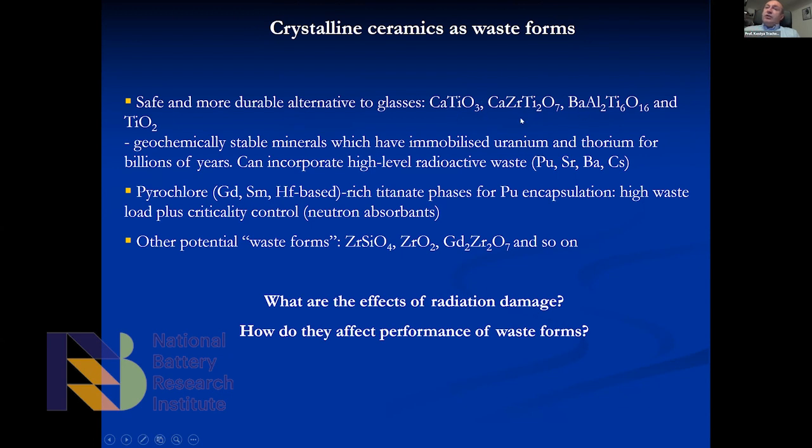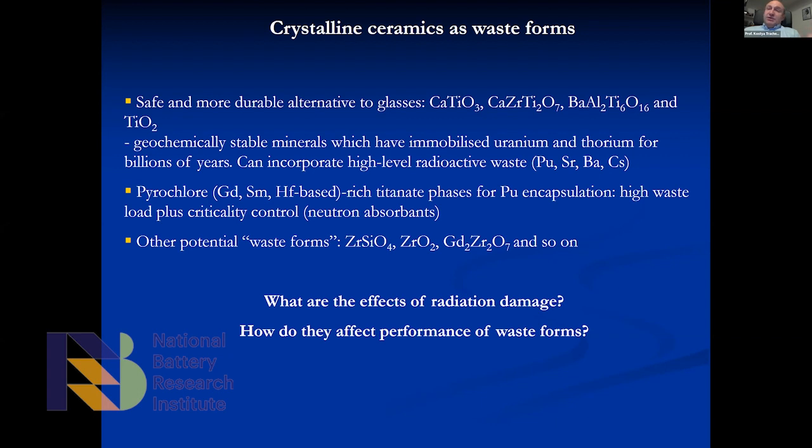here actually offer quite a good alternative, because they're much more durable, and therefore they have a larger ability to withstand radiation damage over a very long time. They can also incorporate high-level radioactive waste. What happens is that radioactive elements like strontium or barium can chemically substitute calcium in this material, or barium in this material here. So chemically, these ceramics are friendly to incorporating these high-energy isotopes.